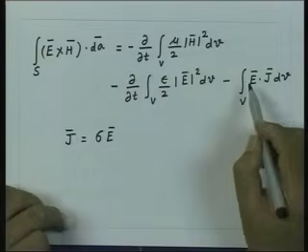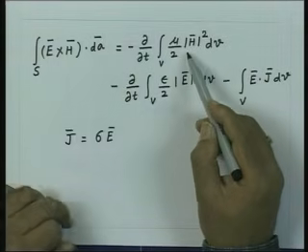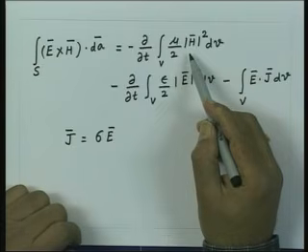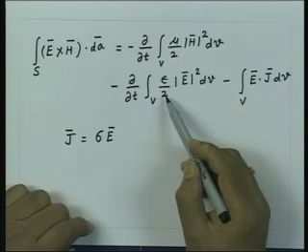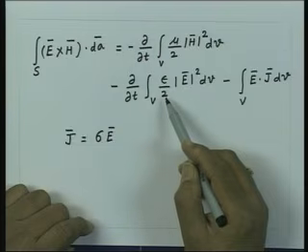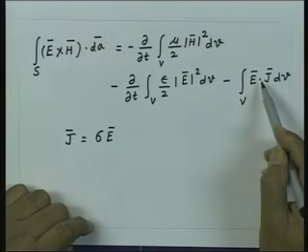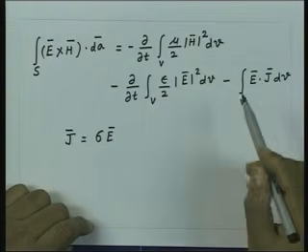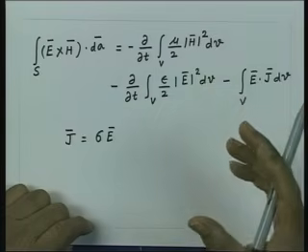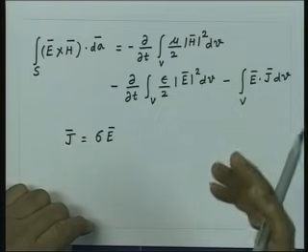So, what we find is that the first term here tells me the rate of decrease of magnetic energy in that volume. This quantity tells me the rate of decrease of electric energy in that volume, and this quantity tells me the power loss which is taking place in that volume because of the finite conductivity of the medium.